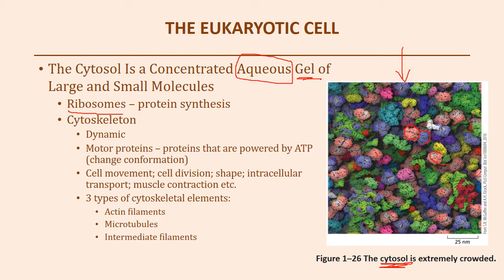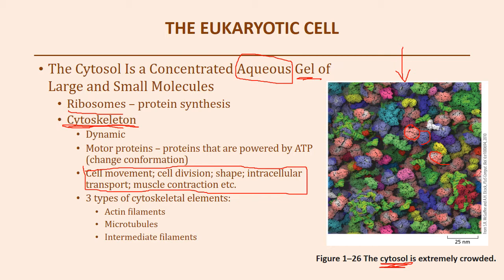You will also have another very special component of a eukaryotic cell that you'll find in the cytosol, and that is going to be the cytoskeleton. Now, the cytoskeleton is basically a production of different filaments and different proteins that will help with things like cell movement, cell division, intracellular transport, and muscle contraction. And there's basically three main types that go into the cytoskeleton.